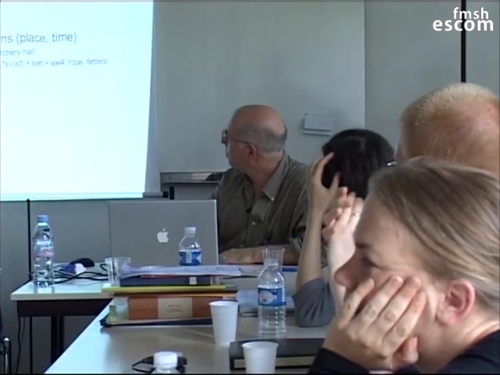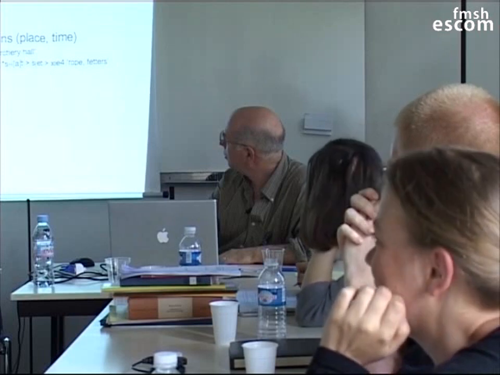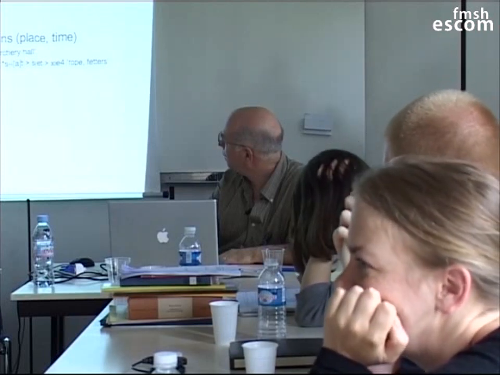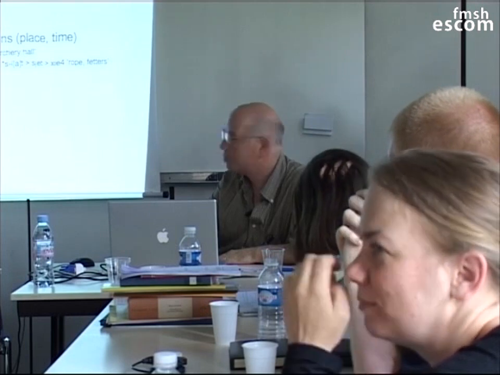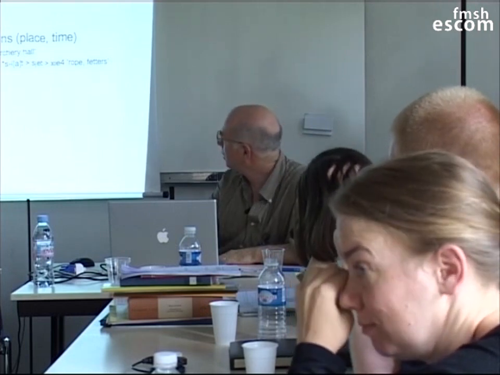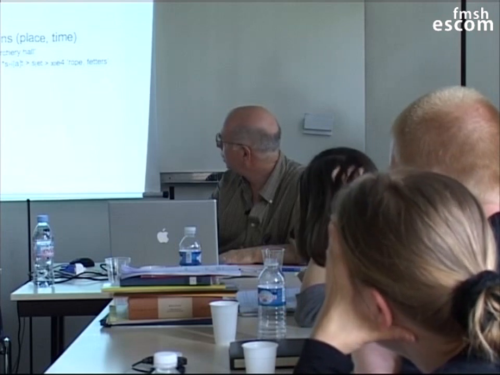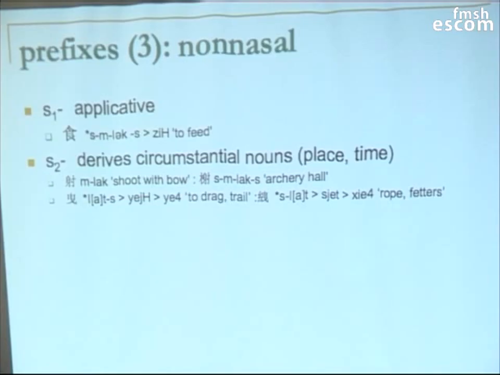Another example is not a noun of time, but a noun of instrument. The S prefix could also derive names of instruments out of verbs. So you have this verb, to drag or trail, versus the noun, rope, fetters. Here we have a root lat, preceded with the S prefix, so slat means the instrument which you use to drag or trail.